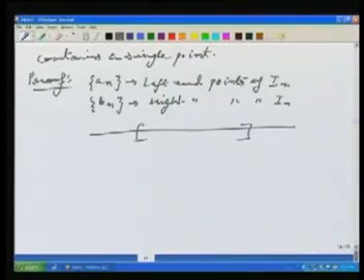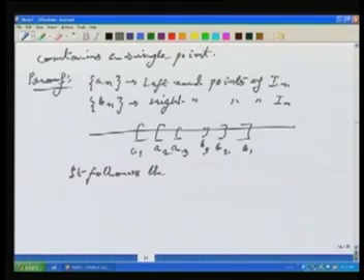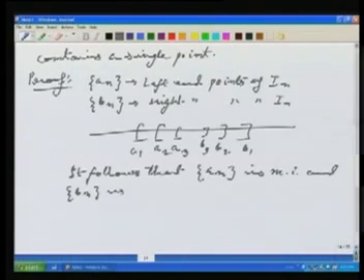I say yes, because as In's are getting smaller and smaller, this is my I1, so A1, B1, then I look at I2, which is A2, B2, then I look at I3, which is A3, B3. It follows that the sequence an is monotone increasing and the sequence Bn is monotone decreasing.